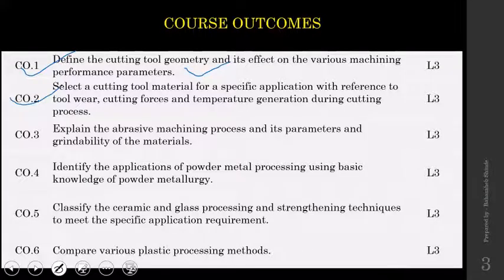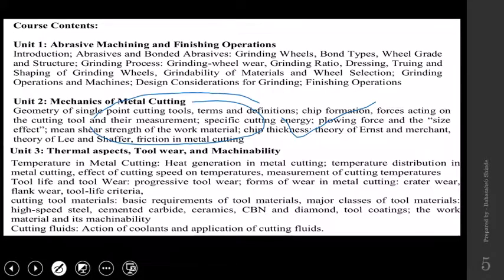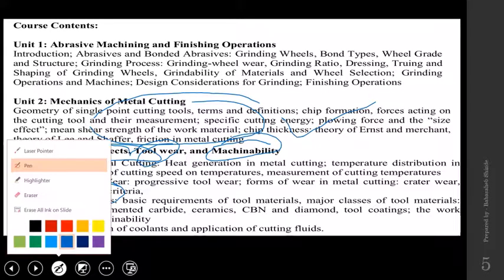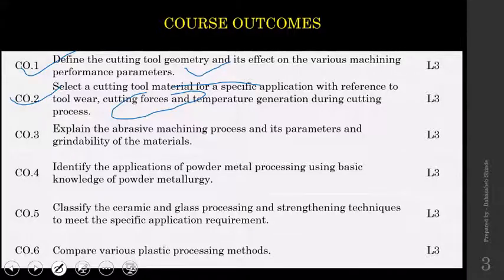Similarly, CO2 is also based on the single point cutting tool, but that is unit number 3, where we are going to study temperature generation, tool wear, machinability, and cutting tool materials. All these things we are going to study in unit number 3, and CO number 2 is going to deal with that. The statement of the CO is: select cutting tool material for a specific application with reference to.